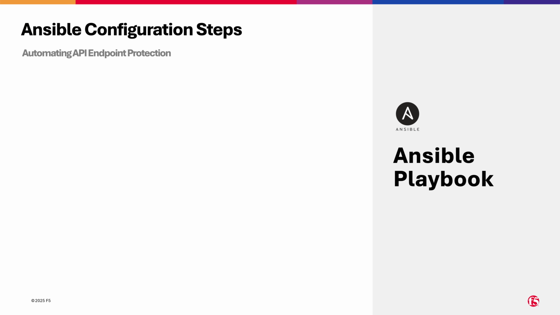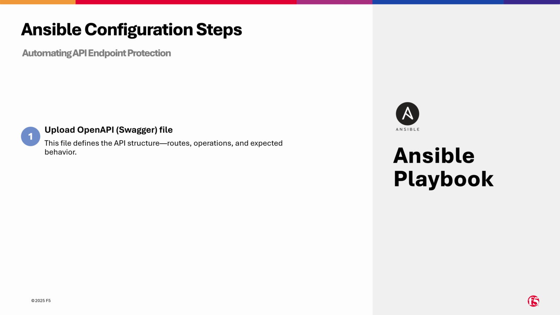To automate protecting APIs on BigIP, we use a simple Ansible playbook. The Ansible playbook does three things. First, it uploads the OpenAPI, also known as Swagger, file to BigIP. This file defines the API structure, including available routes and operations.